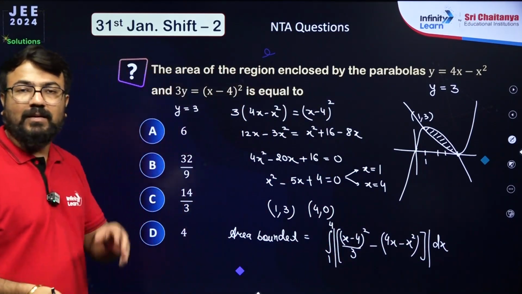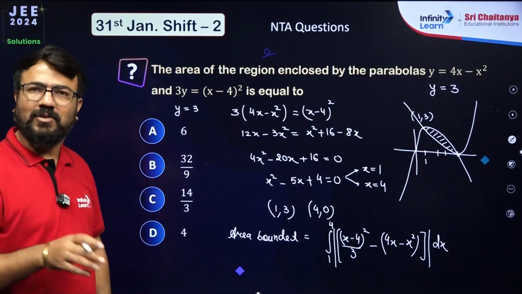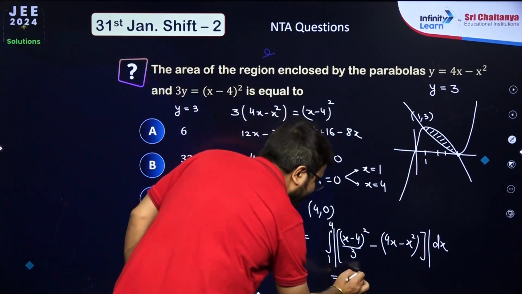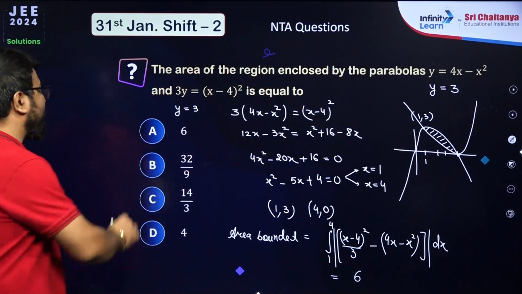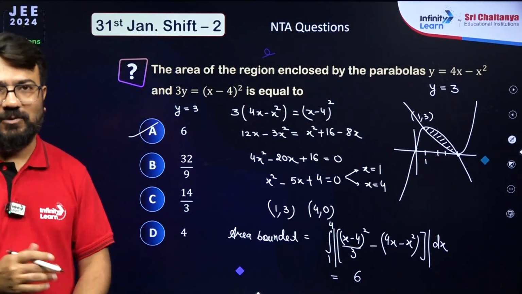Sometimes it happens that you write lower curve minus upper curve, but modulus will rectify that error because area will always be positive. So on solving this integration, you'll be able to get the answer as 6. Now 6 is given to us in option A. That is why option A will be the final answer. I hope you understood how to solve this problem.